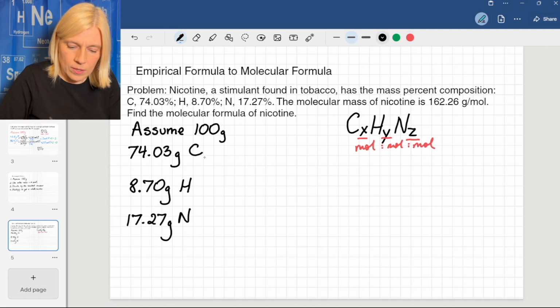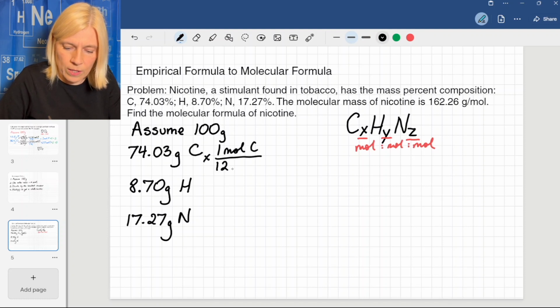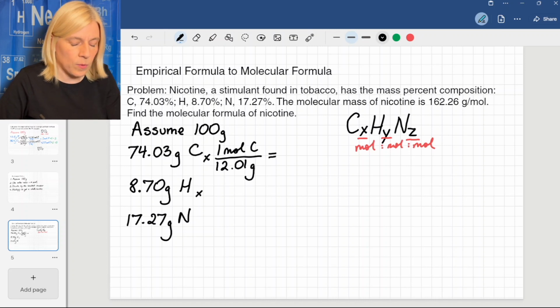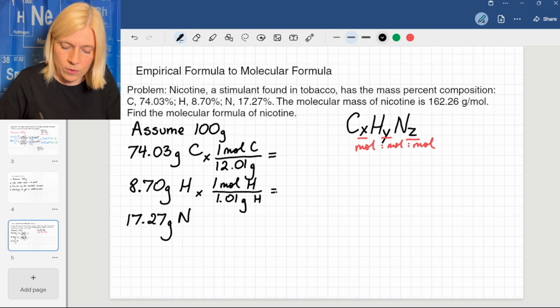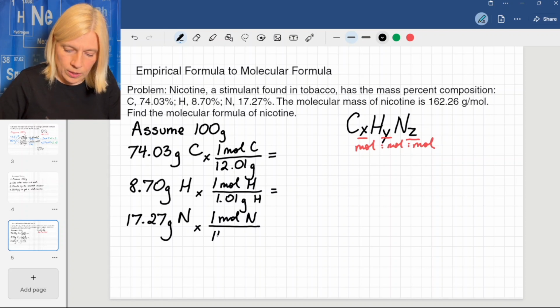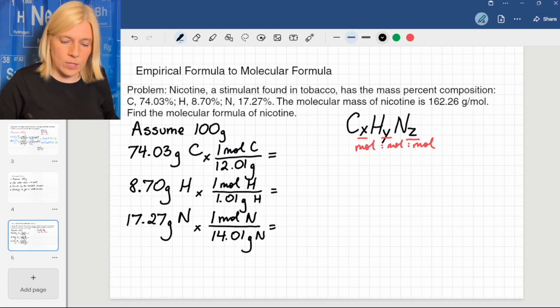So let's keep going. So carbon, there is 1 mole of carbon per 12.01 grams. I am using molar masses with more decimal points because of sig figs. Here's significant figures. So 1 mole of hydrogen is 1.01 grams of hydrogen. So this is at least 3 sig figs. And nitrogen, I'm going to say 1 mole of nitrogen is 14.01 grams of nitrogen.